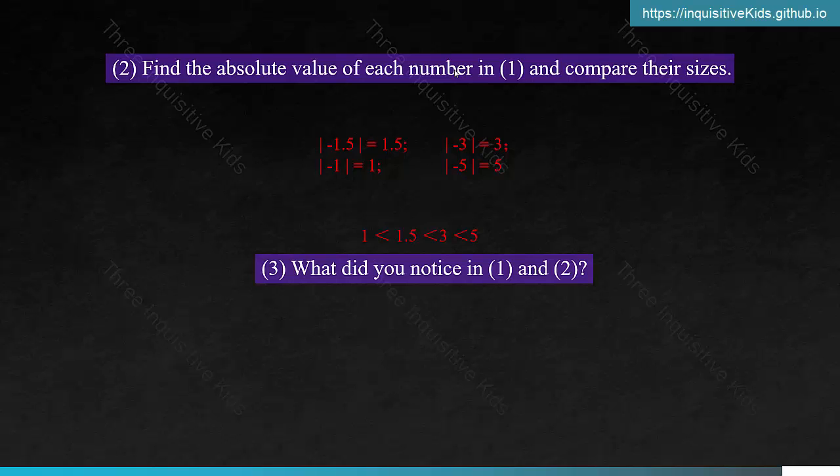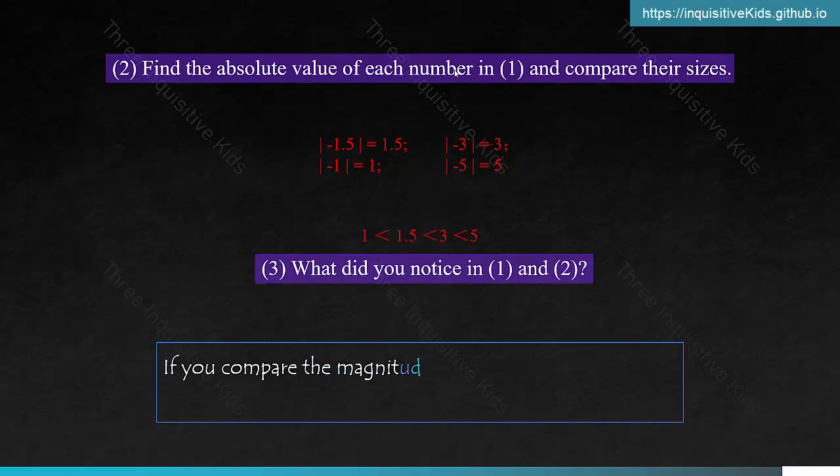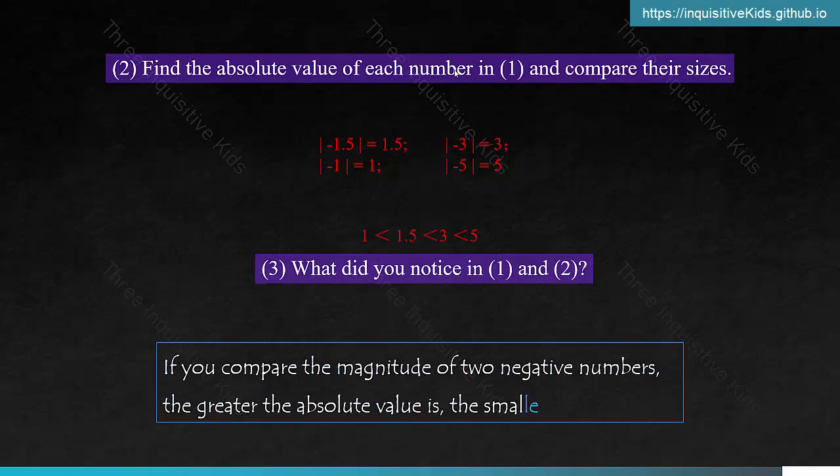1 is smaller than 1.5, which is smaller than 3, which is smaller than 5. If we compare the magnitude of two negative numbers, the greater the absolute value, the smaller the number is. So, negative 3 and negative 5, negative 3 is bigger than negative 5, right? But if you take the absolute values, the smaller the number is, like negative 5 is smaller than negative 3, the greater the absolute value is, which means 5 is greater than 3.